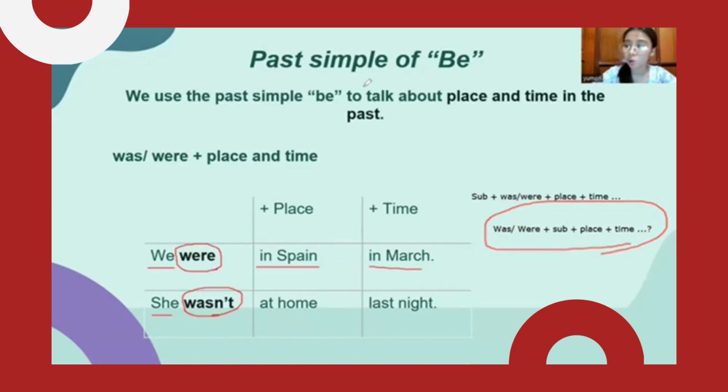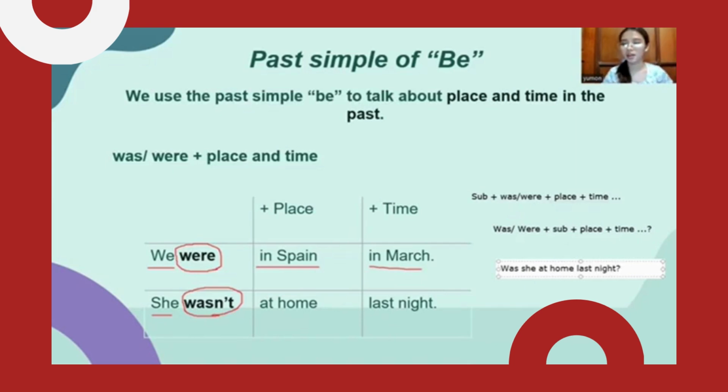Starts with was or were. Okay, so let's do it together. So she, again singular, right? She is singular, so we start with was. So was, she, subject, and the place. Where's the place? At home. Was she at home? And the time? Last night. Question mark. Okay, was she at home last night?